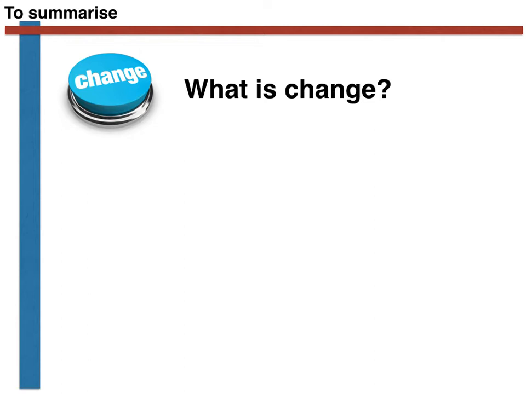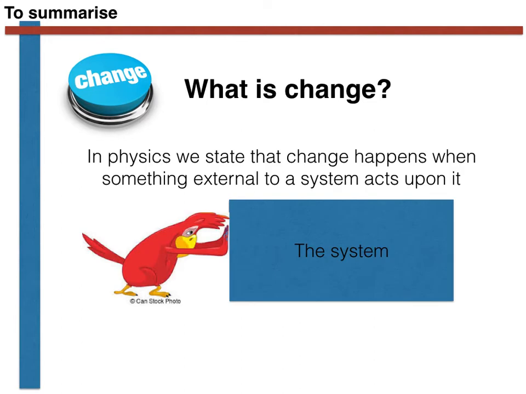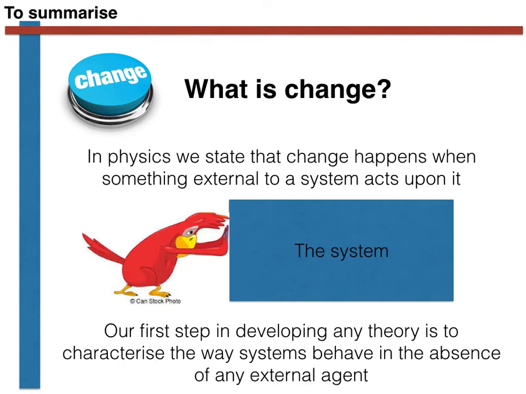We have learnt that physical theories all try to answer this ancient question on the nature of change. Furthermore, because we want to quantify how much things within the system, a part of the universe, will change in response to different external stimuli, we state that change happens when something external to a system acts upon it. The first step in developing physical theories is thus to determine how the system behaves if no external stimulus acts upon it.